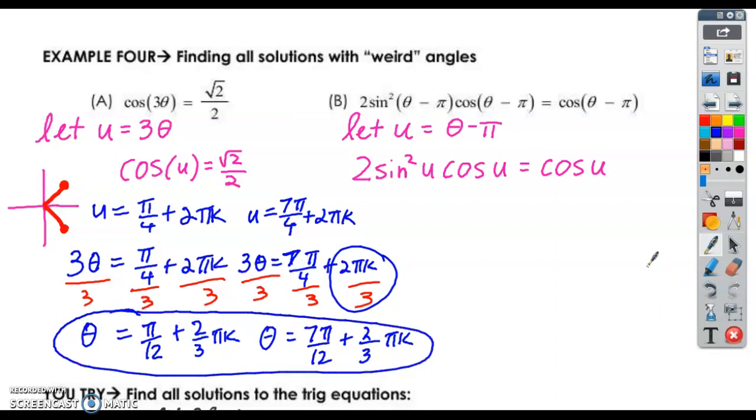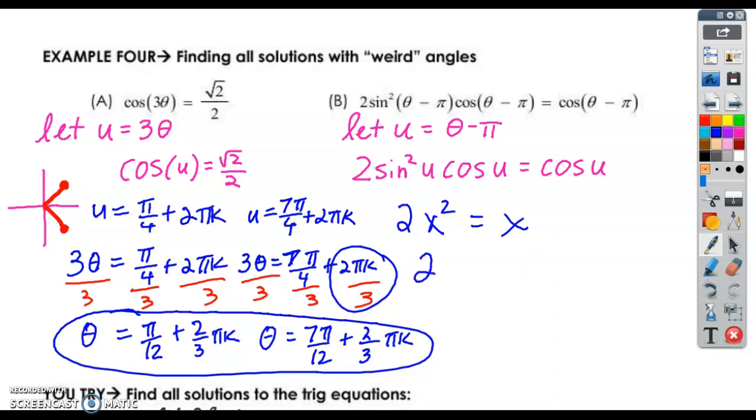All right, so B. This one's a little bit funkier, but we're still going to let u equal theta minus pi. When we do this, a lot of people at this point start dividing both sides by cosine, okay? If these cosines and sines were x's, you wouldn't divide both sides by x. If this was like 2x squared equals x or something like that, you wouldn't just divide both sides by x, because that x could be 0.